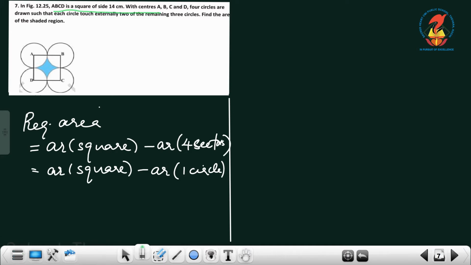ABCD is a square of side 14 centimeter. With centers A, B, C and D, four circles are drawn such that each circle touches externally two of the remaining three circles. Find the area of the shaded region.